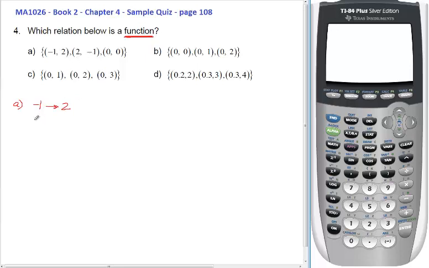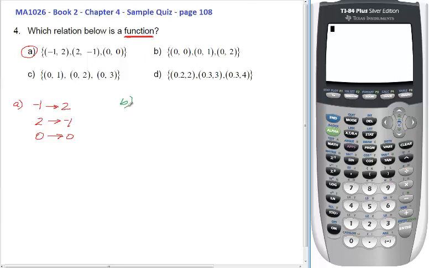No. Take the next x value, 2. That maps to -1. And does 2 map to another y value? No. And 0 maps to 0. So it looks like we found our answer. It's A. But let's double check just to make sure.